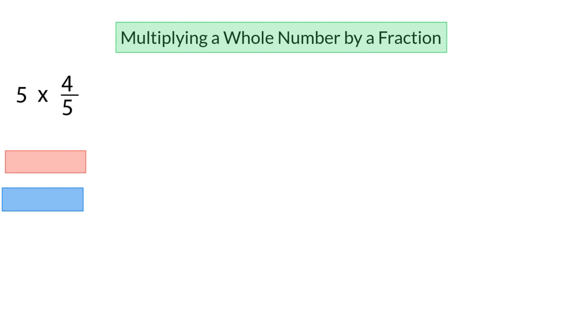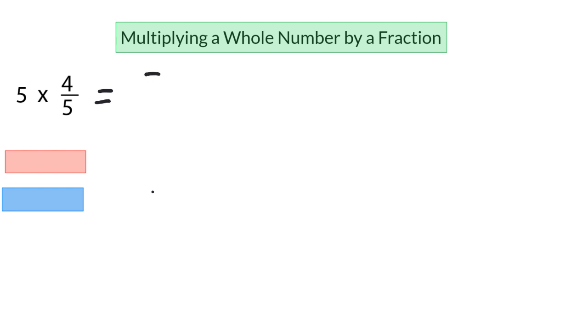Fractions represent, in this case, 4 over 5 represents less than the whole number 1. You can also have fractions that represent more than the whole number 1. They can represent a whole number and part of another whole number. So how do you multiply a whole number by a fraction is the question that we're trying to answer right now. So let me start by rewriting this.